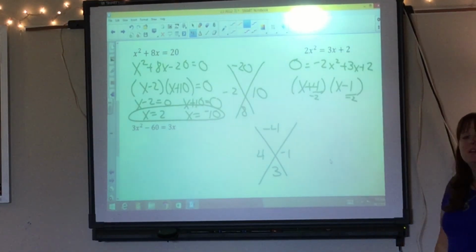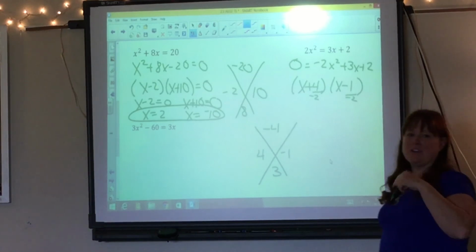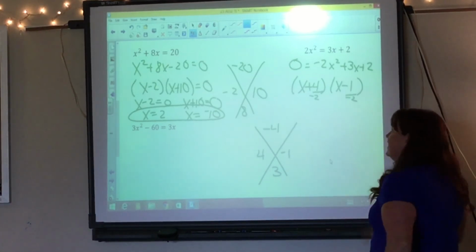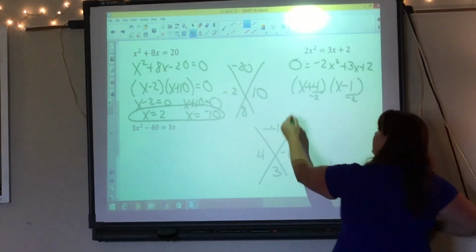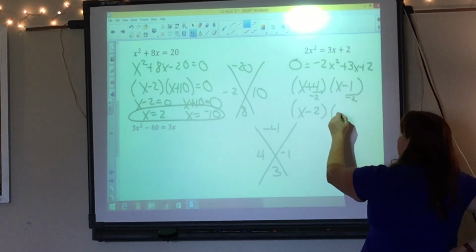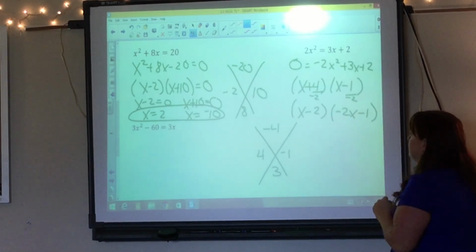No, you're fine. The reason I'm saying that is because we messed up. Claudia pointed it out to me that I messed up last Friday. I forgot to divide by negative 2, I divided by a positive 2. If I divide by negative 2, then I have x minus 2, and then negative 2x minus 1.